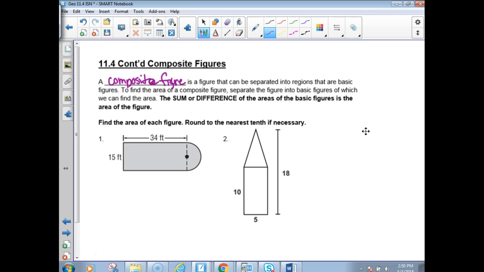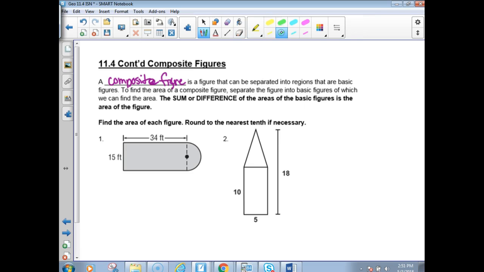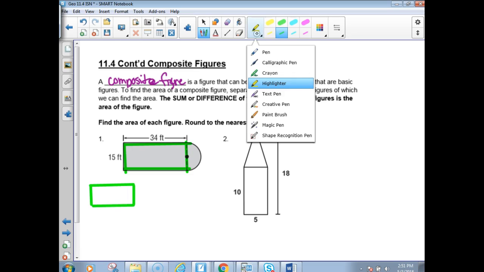Find the area of each figure and round to the nearest tenth if necessary. If you like to use highlighters, that might be helpful here. What 2 shapes do you see here? Half a circle and a rectangle. Perfect. Okay, so I'm going to highlight out my rectangle, and I'm going to create a plan to find the area by drawing the pictures separately. You don't have to do this, but I think it's helpful for learning it.